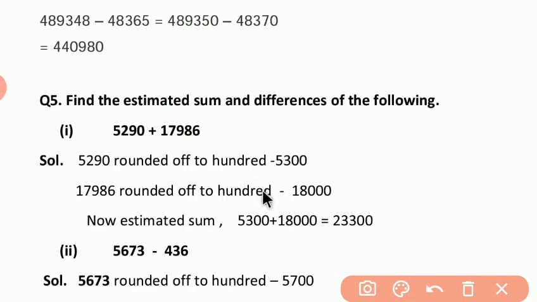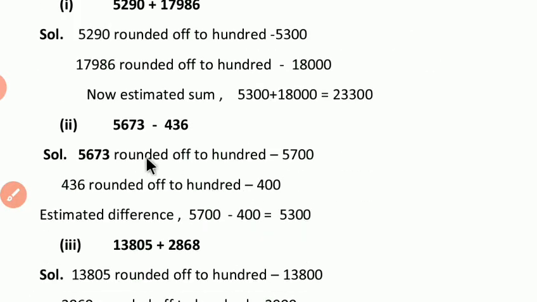Now the estimated sum. It means after rounding off to the nearest 100, you have to add these. So 5300 plus 18,000 is equal to 23,300. Second one, 5673 minus 436. First we'll round off to the nearest 100.